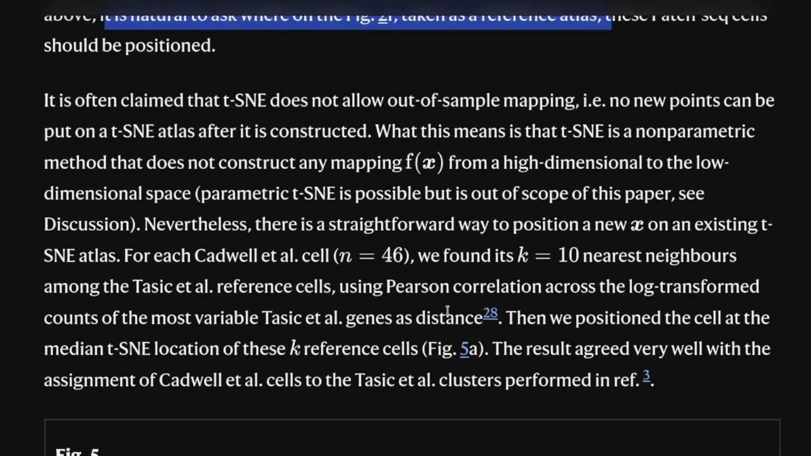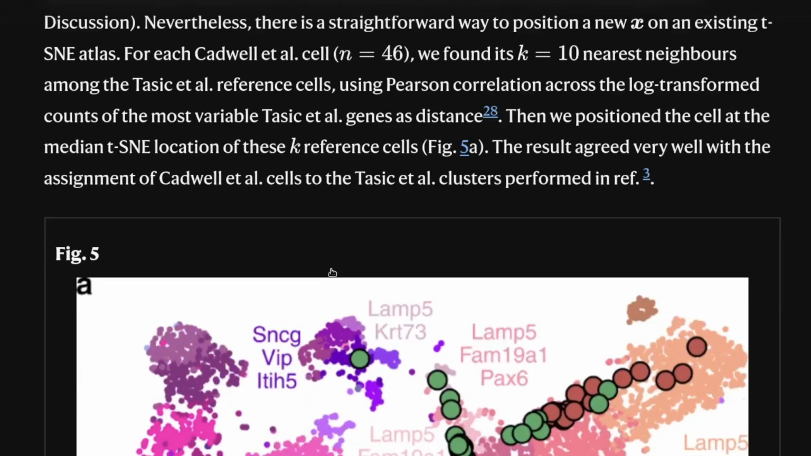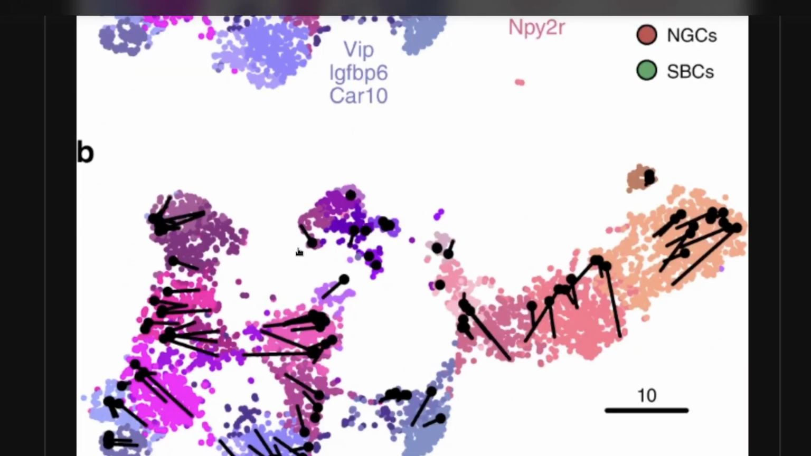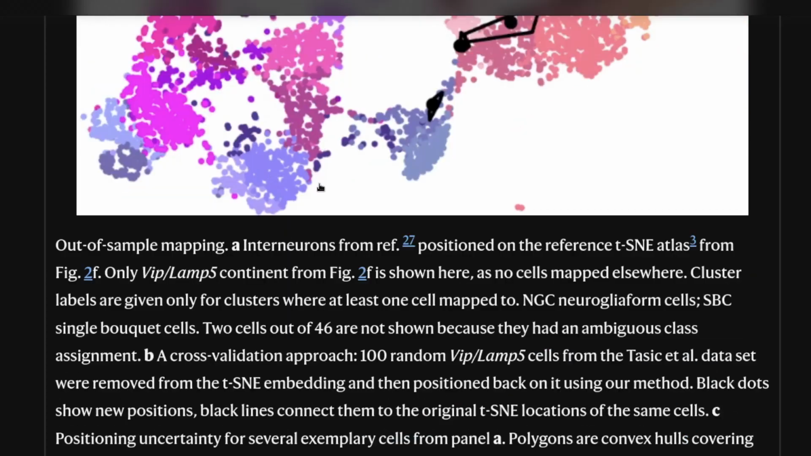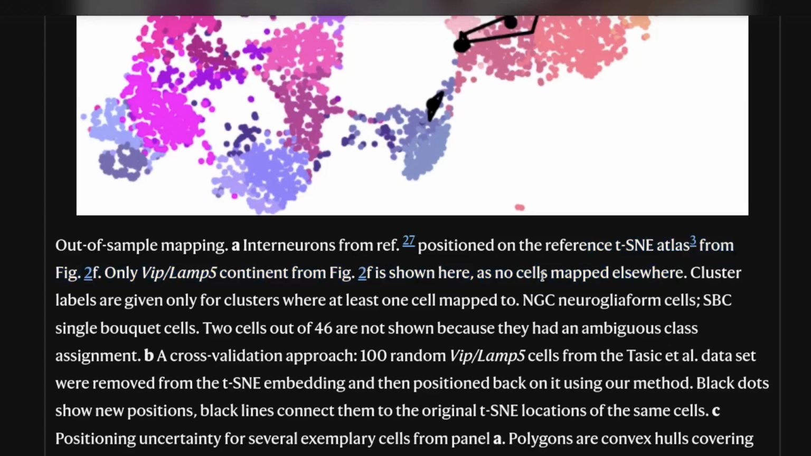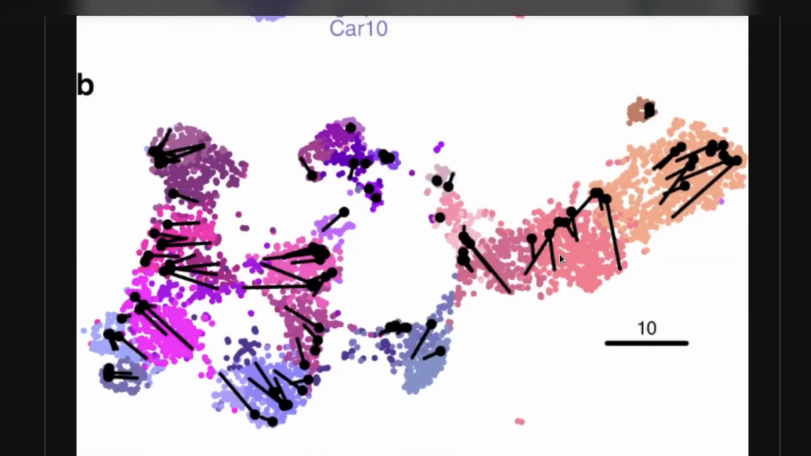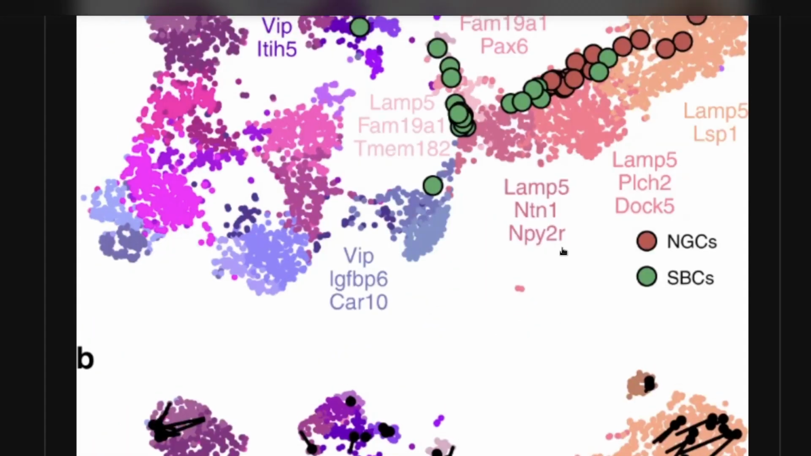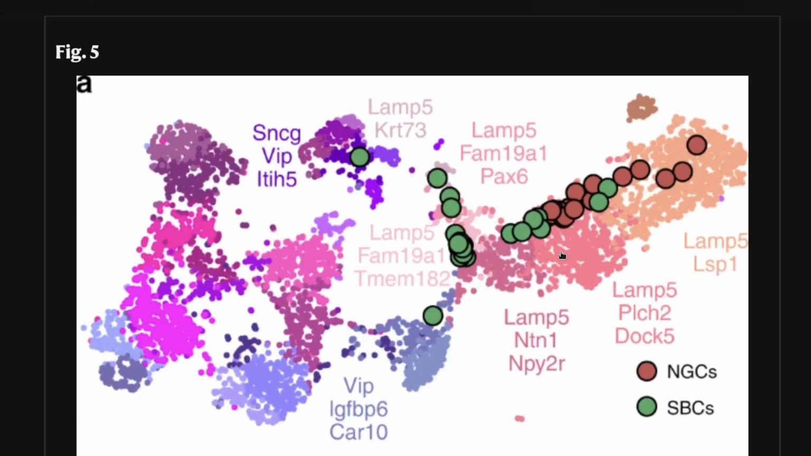Figure 5. Out-of-sample mapping. Interneurons from Ref 27 positioned on the reference t-SNE atlas 3 from Figure 2F. Only the VIP/LAMP5 continent from Figure 2F is shown here, as no cells mapped elsewhere. Cluster labels are given only for clusters where at least one cell mapped to NGC, neurogliaform cells, SBC, single bouquet cells. 2 cells out of 46 are not shown because they had an ambiguous class assignment.